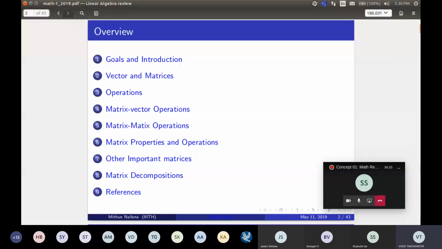Yeah, so thanks to our senior Mithun Nalana, an MS student here who works on motion planning and reinforcement learning related problems. He prepared these slides for you to revise easily, and I'm reusing them.